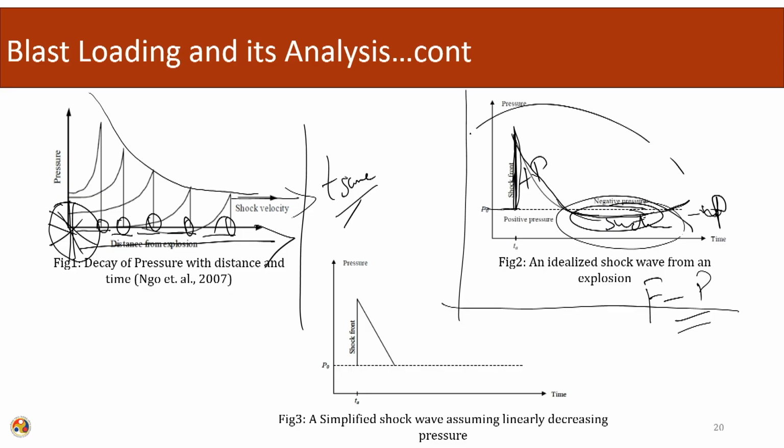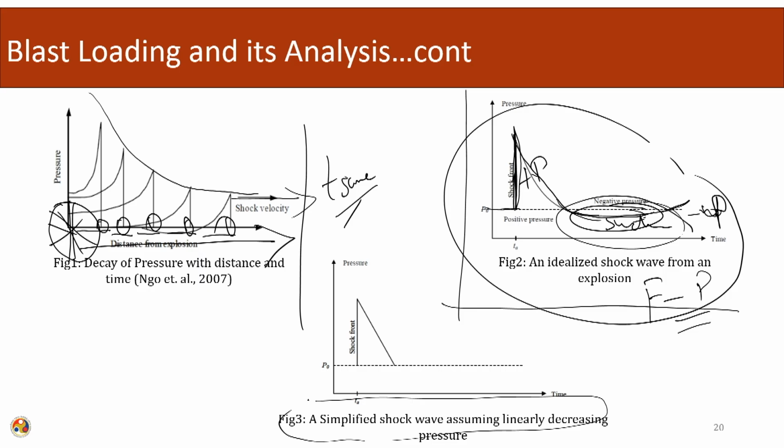From here, we make a simplified approximation of the pressure. We equate the total amount of energy from the actual blast to a simplified loading. In this way, a simplified triangular blast pressure profile is obtained.